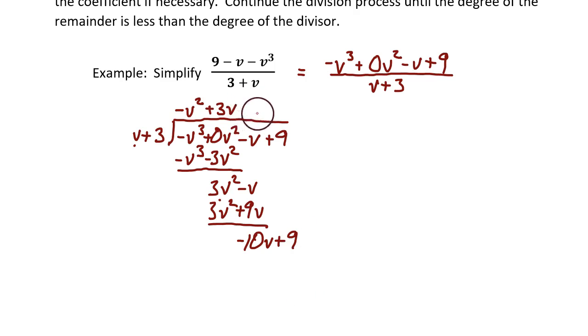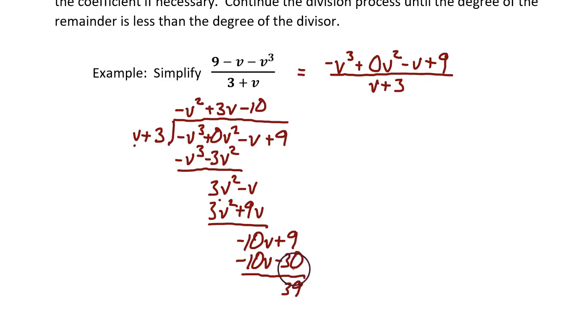Now you're going to figure out the next number up above. What would it be? It's negative 10. Here's why. Negative 10 times v is negative 10v, the number that we're trying to create. Negative 10 times 3 is negative 30. Now subtract. 9 subtract negative 30 is 39.